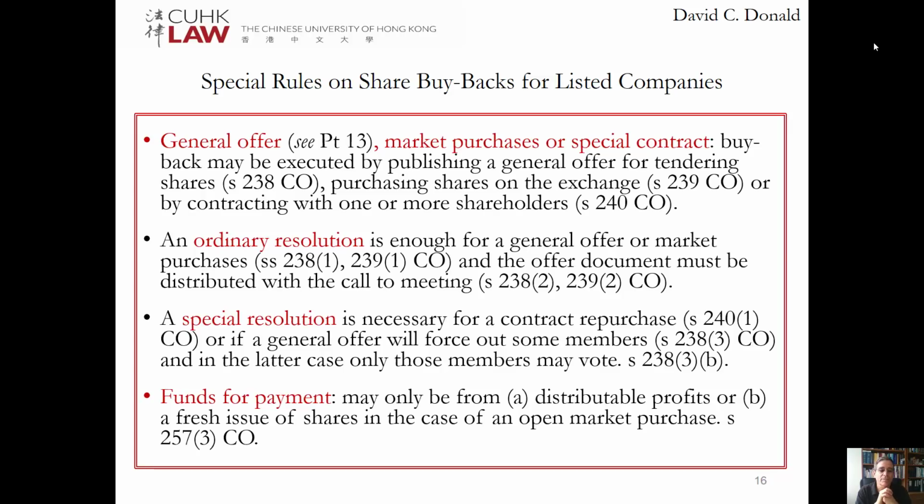With a listed company, the funds used will be distributable profits or a fresh issue of shares. Listed companies do not make purchases or dividends on the basis of their share capital.